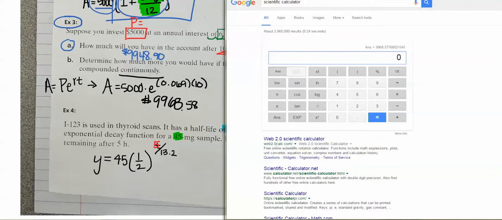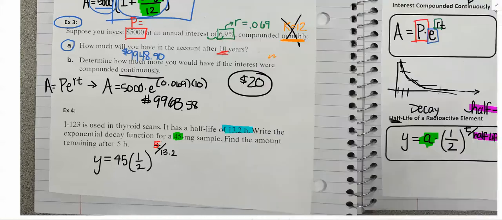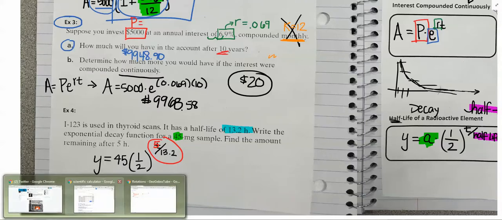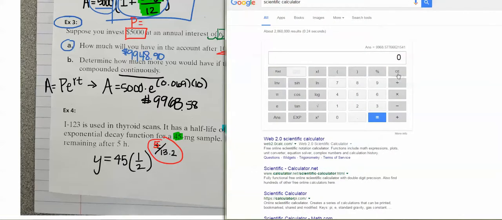Okay, so I'm going to start with the exponent. It might be useful to use parentheses here. So I'm going to start with the 1/2, or you can write 0.5. So it just tells me 0.5. 0.5 to the power of, and I'm going to use some parentheses, 5 divided by 13.2, close parentheses. And then I'm going to multiply by 45.